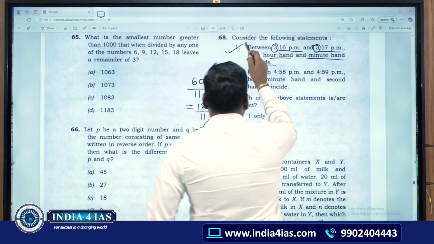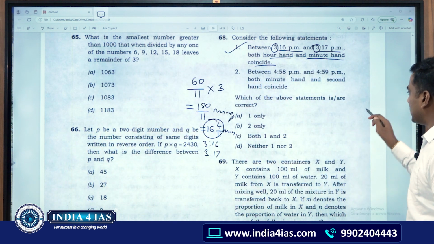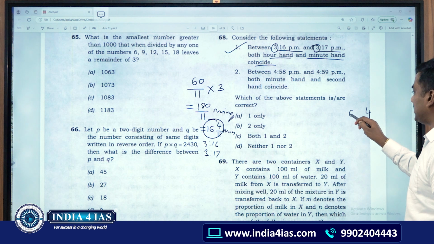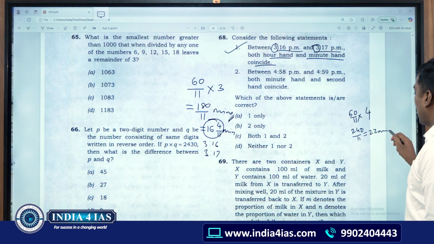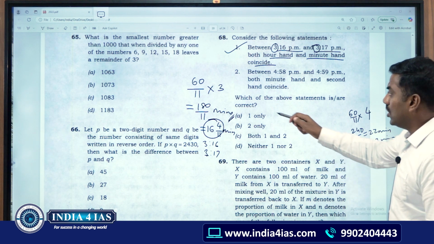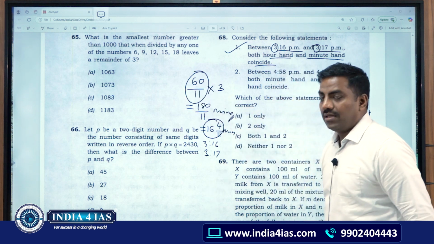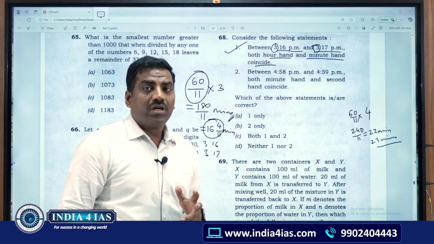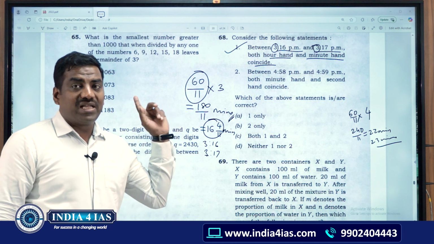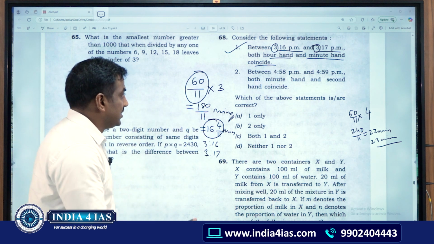So this is correct. If they ask for 4 o'clock, 60 by 11 into 4, you will get 240 by 11. So somewhere after 22 minutes and before 23 minutes, that is when they coincide. This is the clue. Please remember this 60 by 11. 60 by 11 into that number will get you how many minutes after that hour they will coincide. Okay, this is done.